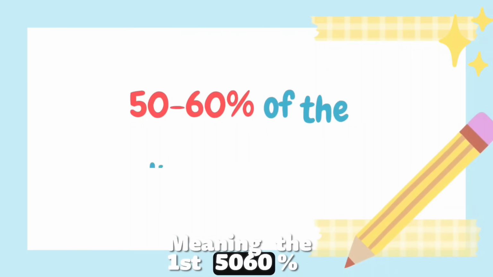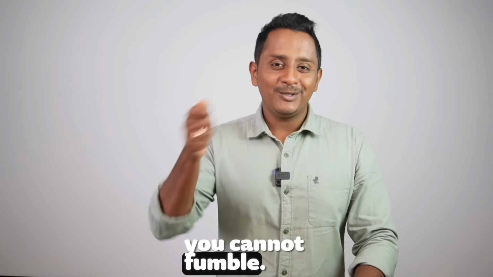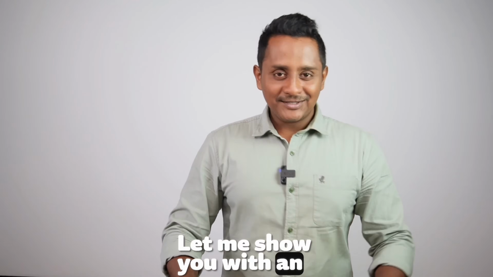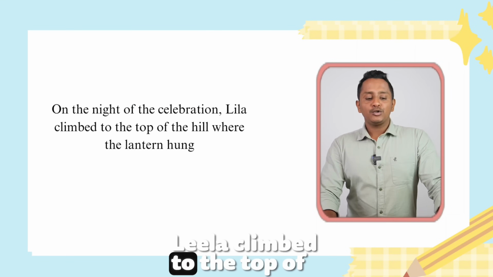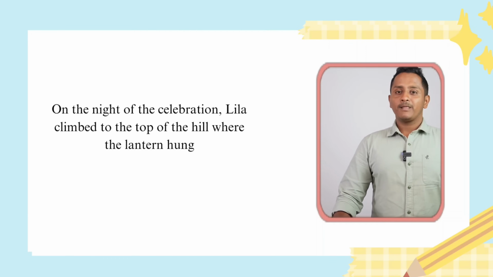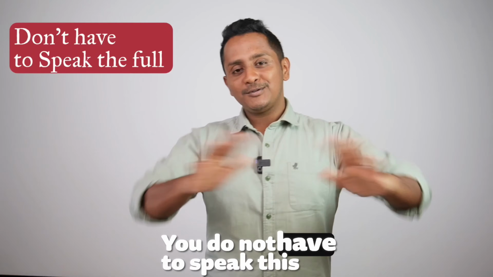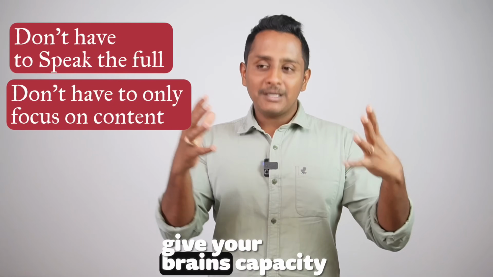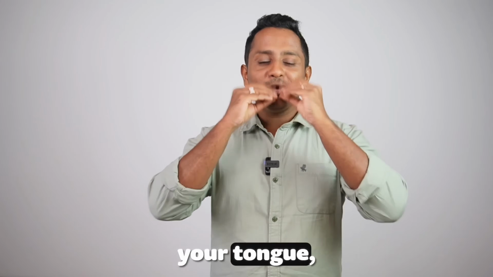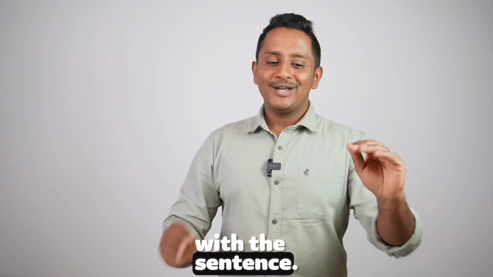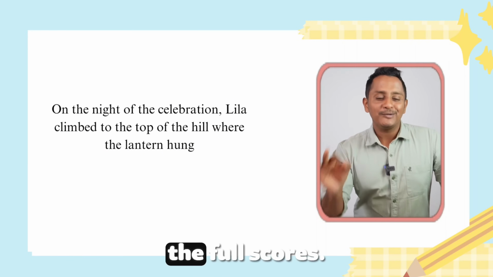Meaning the first 50-60% of the audio you repeat should be more than enough. But when you repeat, you cannot fumble, you cannot hesitate. Let me show you with an illustration. If this is the audio, on the night of the celebration, Leela climbed to the top of the hill where the lantern hung. This is a very difficult sentence. Something like this comes, people think, oh, how to speak this? Very simple. You don't have to speak this full. You don't have to even give your brain's capacity to focus on the content. Focus more on the fluency, meaning your implementation, your tongue, your mouth should just align with the sentence. On the night of the celebration, Leela climbed to the top. And click next, you're going to get the full scores.